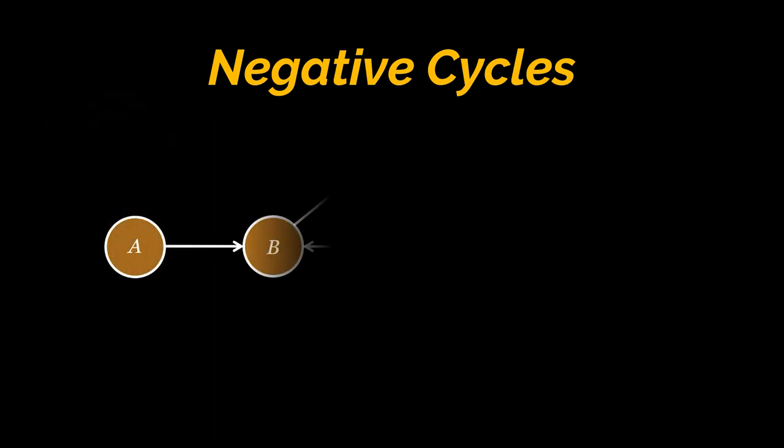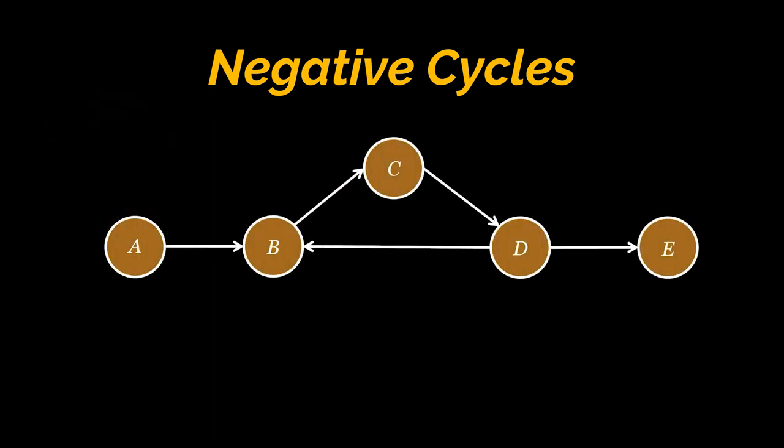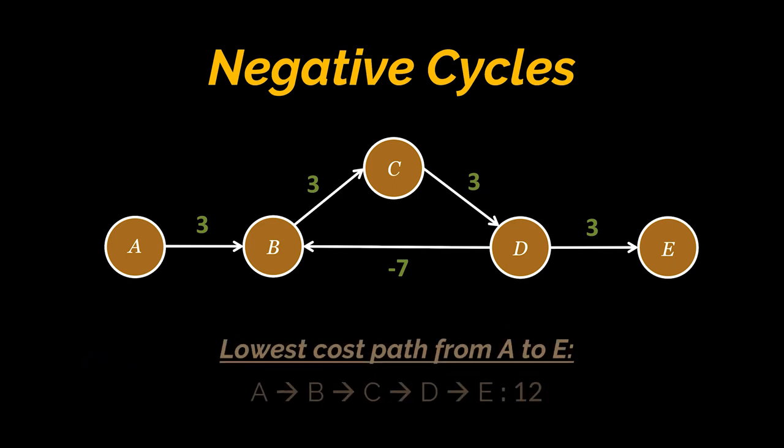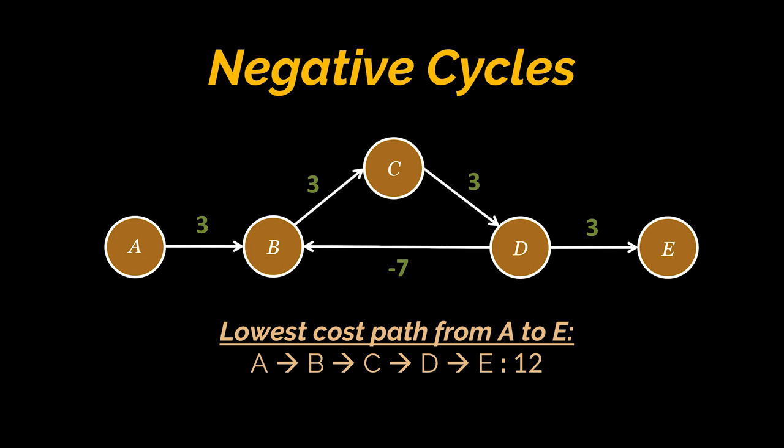Let's go ahead now and see how, with the help of this matrix, we can detect negative cycles inside a graph. But first, let's answer what is a negative cycle, and why we initially said that it causes a problem. You see, in a negative cycle, we can start from one node and reach it again via a path with negative total costs. For example, in the following graph, the cyclic path BCDB has a total cost of minus 1. And that is problematic because we can traverse the negative cycle as many times as we like, and with each round, we are going to reduce the total cost on all nodes included in the path. So, suppose that we are looking for the path with the lowest cost from A to E.